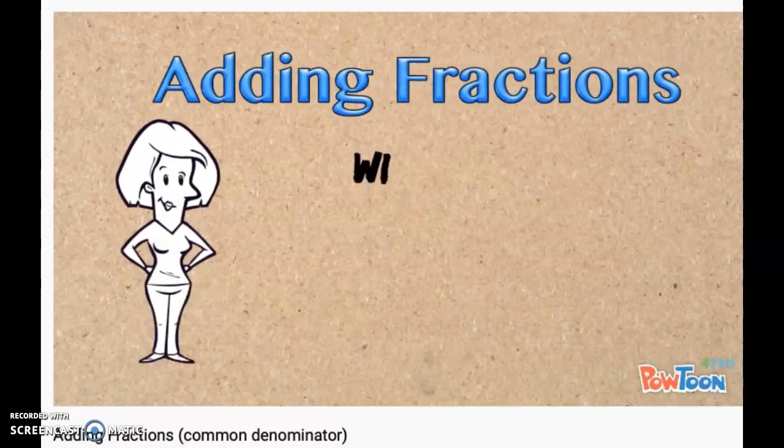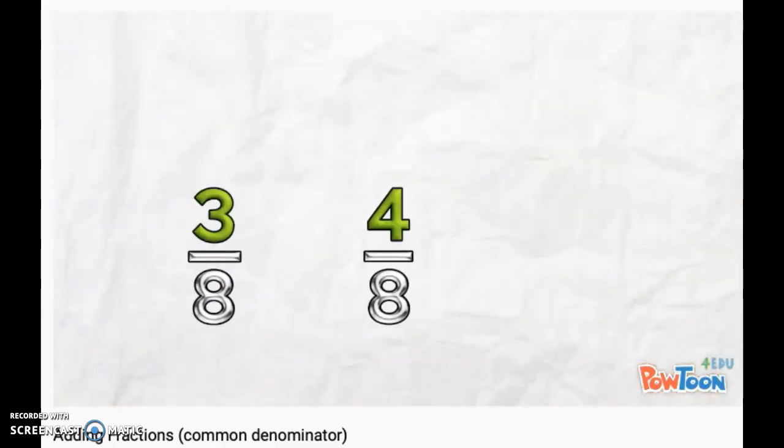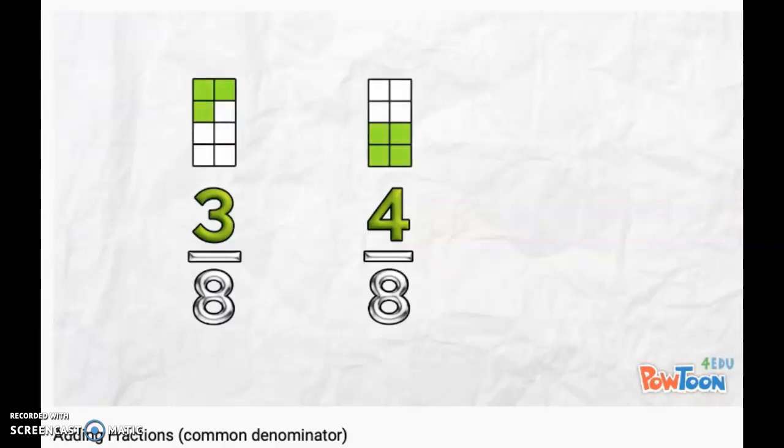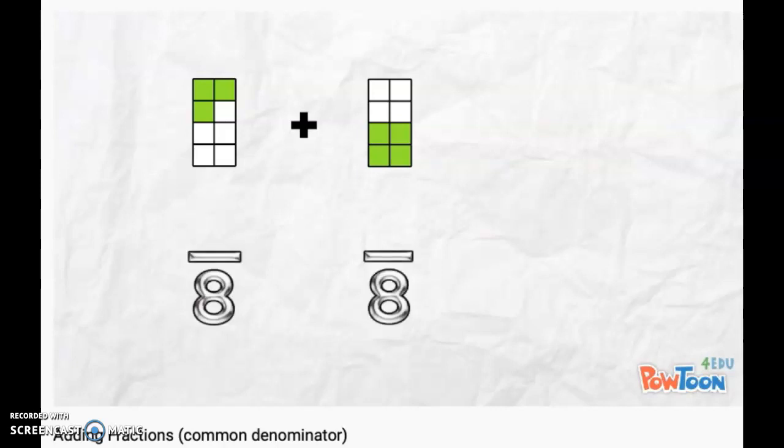Adding fractions with a common denominator. We have two fractions, and here's a model to represent them. We have to add them together. Both of the wholes are divided up into 8 parts, so we've got denominators of 8 on both of these fractions. In total, we have some number of parts out of 8.